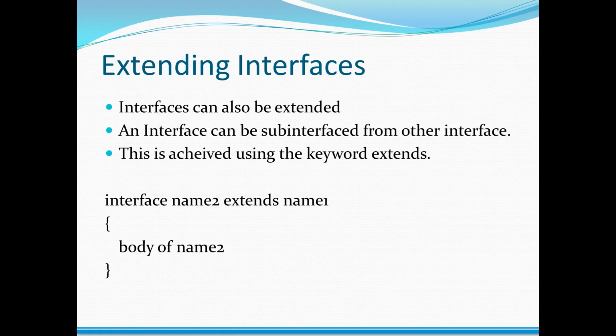So now see how to extend an interface. Like classes, interfaces can also inherit from other interfaces, which can be achieved by using the keyword extends. Here interface name 2 extends name 1. Name 1 is also an interface, name 2 is an interface. Name 1 is the old interface, and all the data members and methods of name 1 will be inherited to name 2. Next we have the body of the name 2 interface.